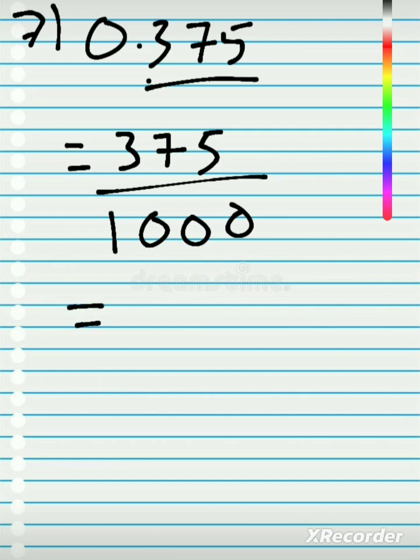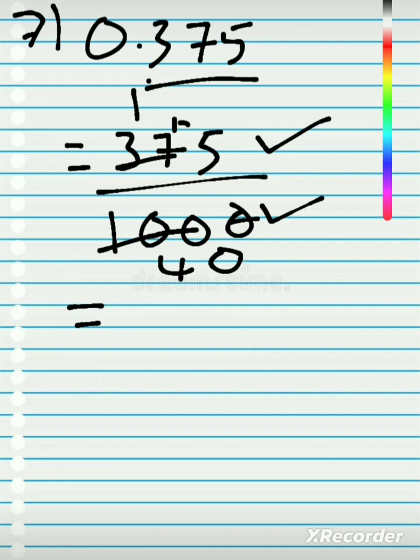Then we'll start reducing to lowest terms now. So what number can go into 375 and 1000 without a remainder? We can start with 25. Okay, 25 goes into 100 4 times, into 0 times. 25 goes into 37 1 time, there's going to be a remainder of 12. 25 into 125 is there 5 times.